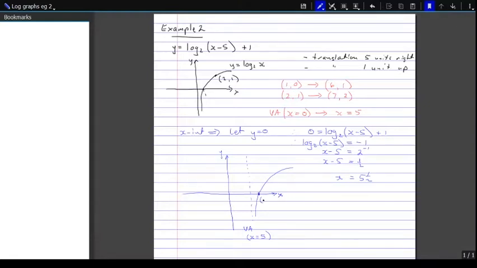Mark in our x-intercept at 5.5. And we can put in a point or two that we know of. We already know that we've got (6, 1), which was the adjusted point from before. And we could also put in another one at (7, 2) if we want. The main thing is to make sure that we have a minimum of one other point apart from any intercepts and our asymptote.